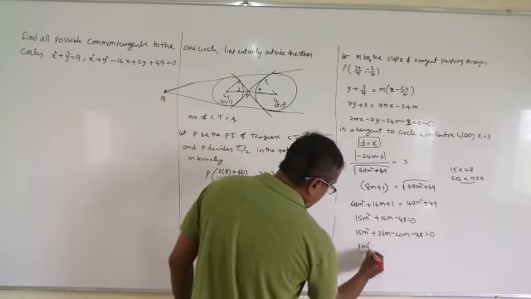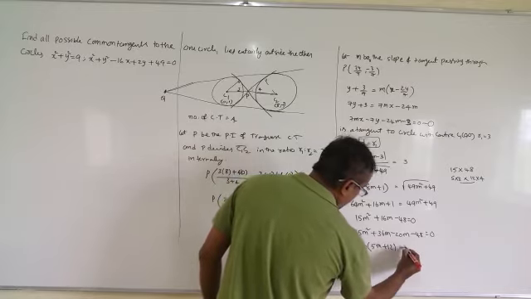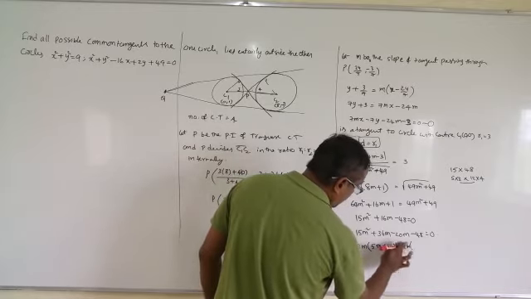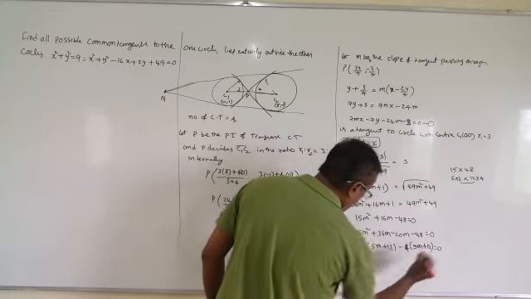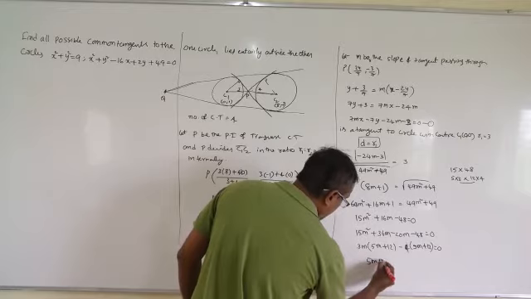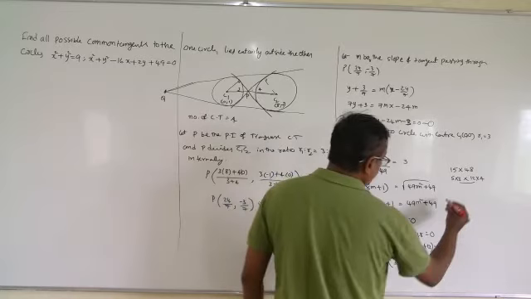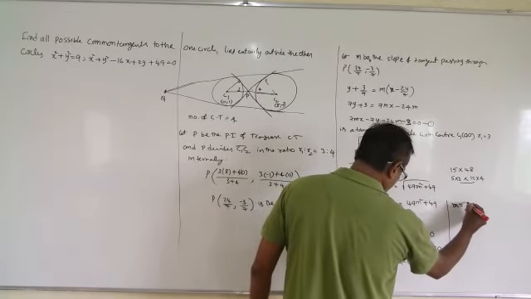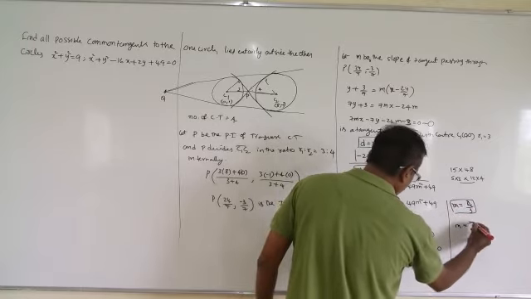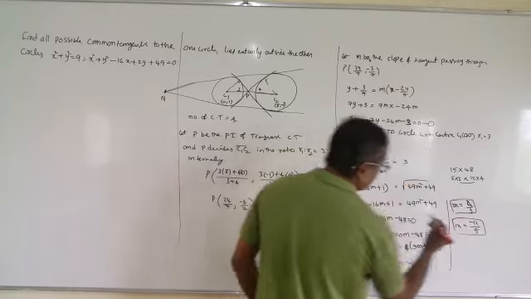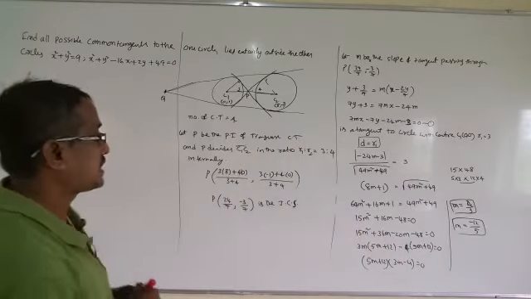Now you can take 3m as common, 5m plus 12 as common, and 4 as common, so you will get 5m plus 12 equal to 0. So (5m plus 12)(3m minus 4) equal to 0. Therefore, m is equal to 4/3 and m is equal to minus 12/5. Now these are the slopes of the transverse common tangents.